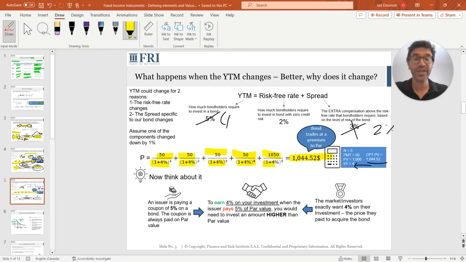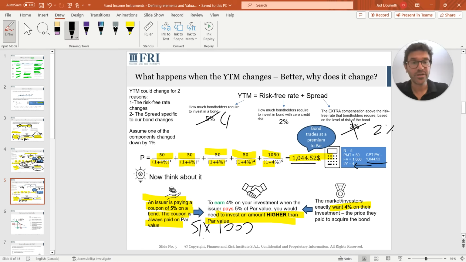Now that we're familiar with our way of thinking and beyond the obvious mathematical reality of a higher value when you discount at a lower rate, let's understand or confirm our understanding of how things practically work. One more time, we have a company paying 5%, but on 1,000. We know that. Investors now accept 4% on their investment to accept to buy this bond. They require 4% to accept to buy this bond. What's the only way of making 4% on an investment that pays 5% of 1,000? The only way is to buy that bond for a price that is higher than the 1,000.